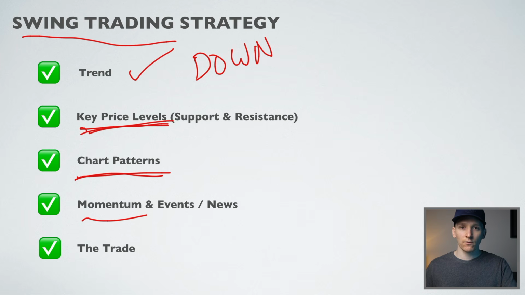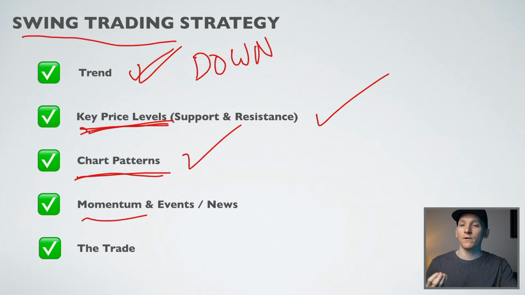Because what we're deciding right now from the trend is a downtrend. We're looking at key price levels to get some trading levels, and with the chart pattern, we're just trying to give ourselves an idea of what has the highest probability of actually happening, a move to the downside or a move to the upside.